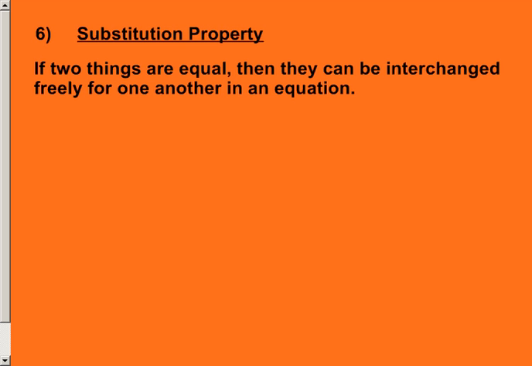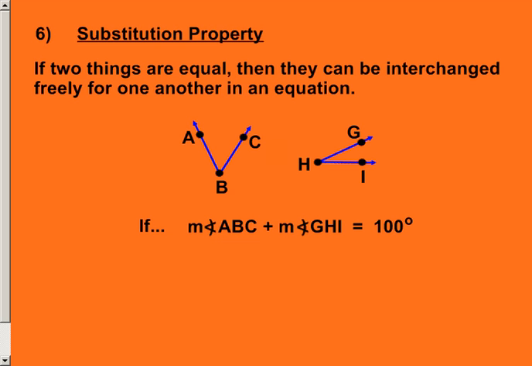You've used it plenty of times in your travels through algebra, but we'll look at an example, then I'll tell you where you've seen it 100,000 times before. Let's say we're looking at a couple angles here, in this case, angle ABC and angle GHI. Now let's say we have information about these two angles that basically establish that the measure of angle ABC added to the measure of angle GHI happens to be exactly 100 degrees.